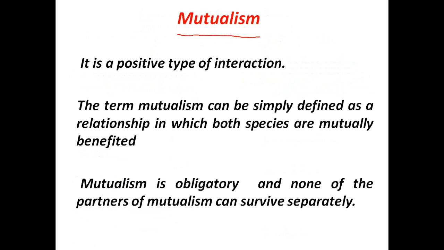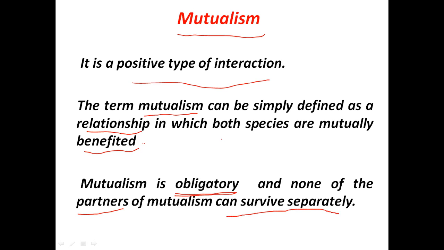First is mutualism. So mutualism is a positive interaction. So what is mutualism? Mutualism is defined as a relationship in which both the species are mutually benefited. Mutually benefited means both the species get benefit out of this interaction. Mutualism is obligatory. Obligatory means that it is necessary for the survival of both the species. None of the partners can survive separately.